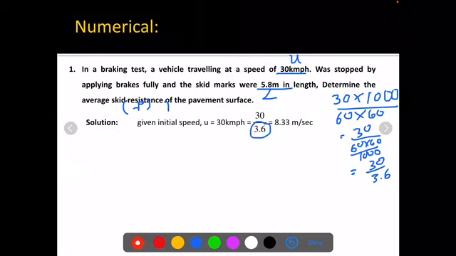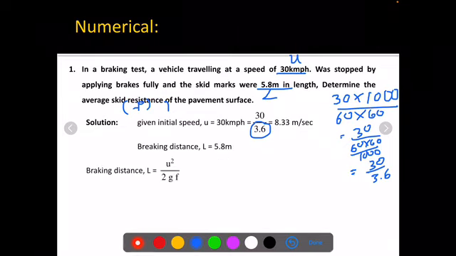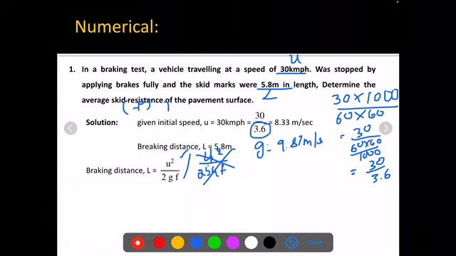We have only one relationship which gives you the relationship between all three parameters. So what is that relationship? Braking distance L is equal to U square divided by 2GF, or we have another formula, V square divided by 254 F. The latter formula will be used when the value of U is in terms of kmph. Since we have converted into meter per second, use this relationship to determine the F value. We know L value is given, U value is known to you, and the only unknown is G, which you can take as 9.81 meter per second square.